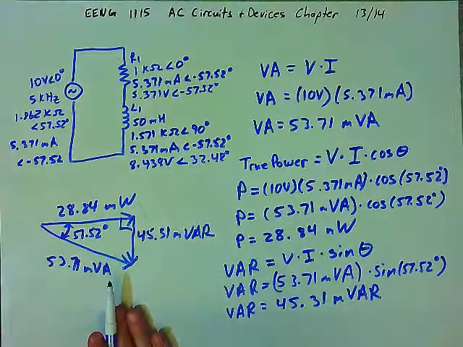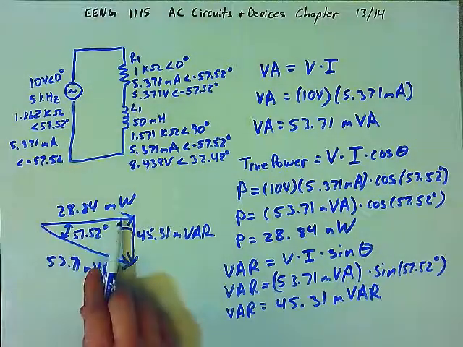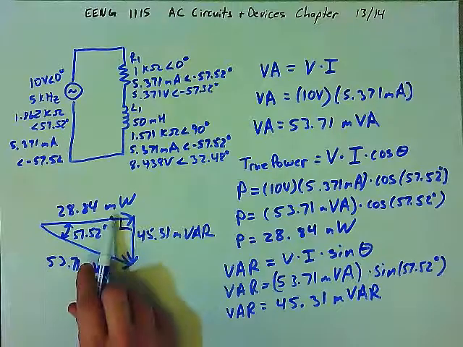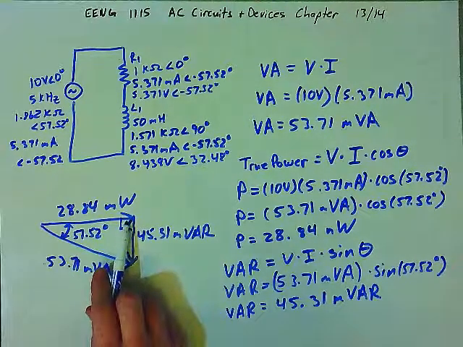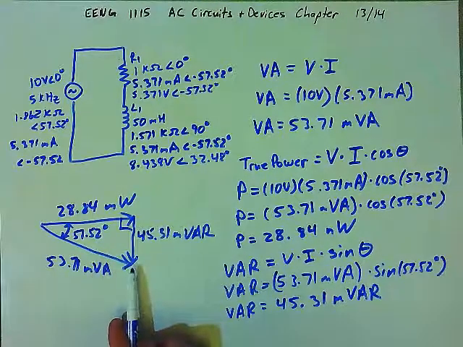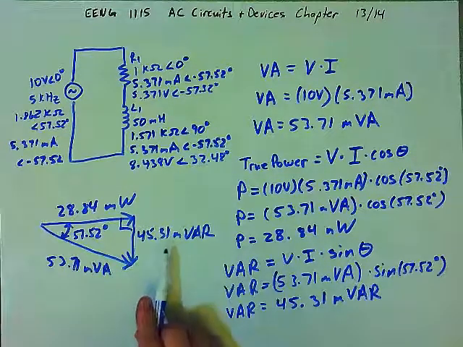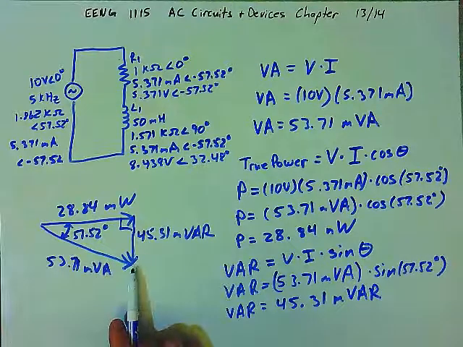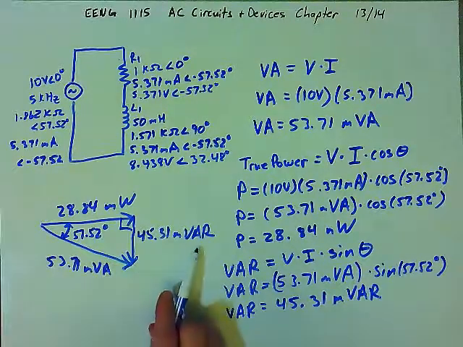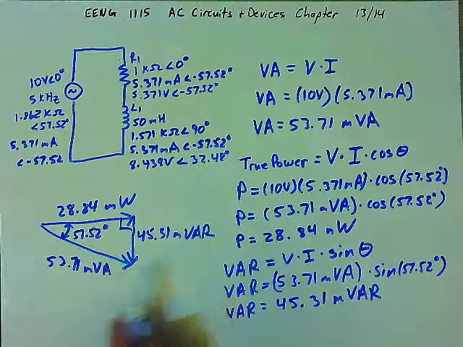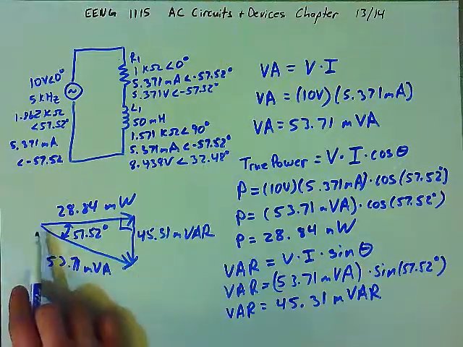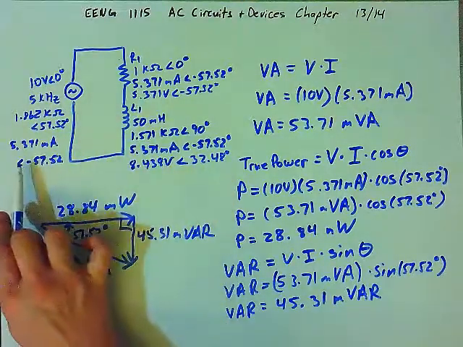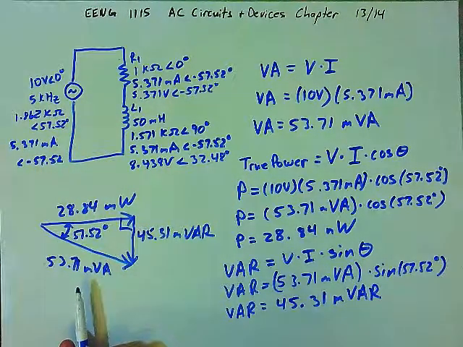So this right triangle represents the power dissipation of the circuit. We have the true power measured in milliwatts. This was the voltage times the in-phase part of the current. We have the VARs, which is the imaginary power. This is the component of the current that is perpendicular to the voltage, okay, so measured in volt amps reactive. And then we have volt amps, which is the hypotenuse of the triangle. That was strictly the voltage times the current without any regard to the angle.